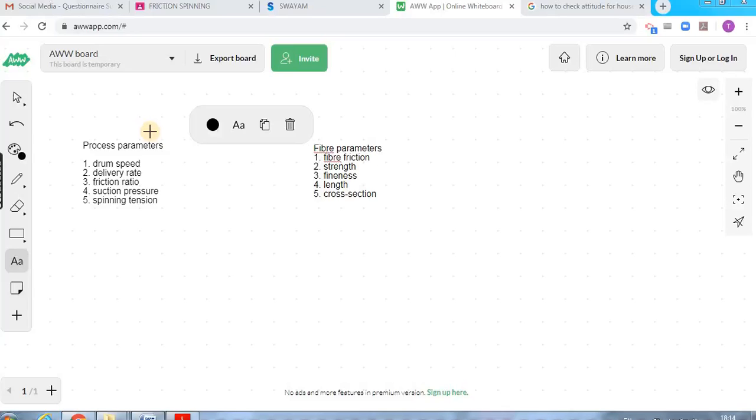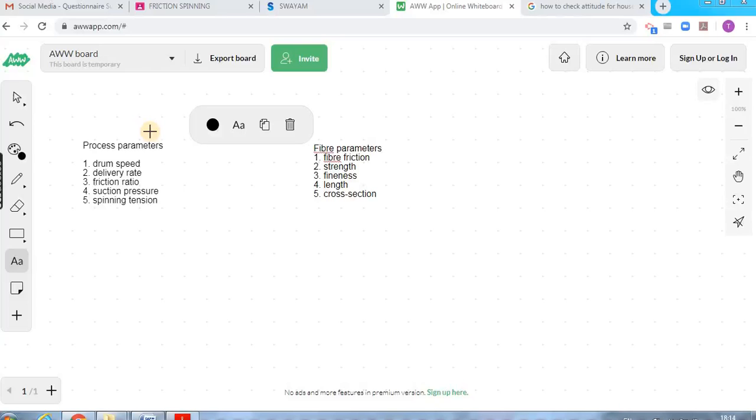Second one is delivery rate or withdrawal rate. We have already seen the friction spinning withdrawal rate is very high because of low spinning tension, so that you can minimize your end breakage rate also. But when you consider the yarn characteristics, as you increase the delivery rate, yarn quality will start deteriorating, maybe after 200 meters per minute. So I can say optimum will be 200 meters per minute.